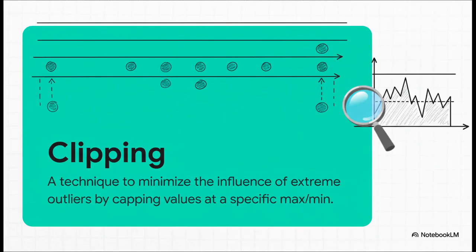And here's another awesome tool for the toolkit: clipping. This one's a little bit of a brute force approach, but man, is it effective for those really extreme outliers we talked about. You just set a ceiling and a floor. Any value that goes above the ceiling gets knocked down, and anything below the floor gets pushed up. It's a fantastic way to tame the wildest data points.